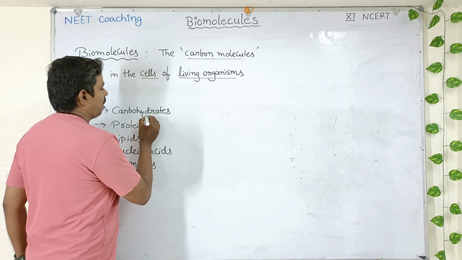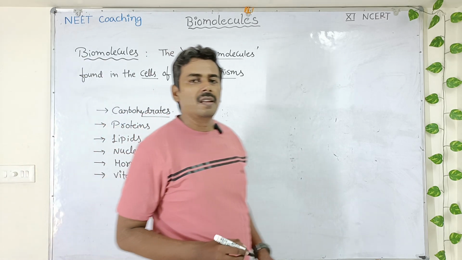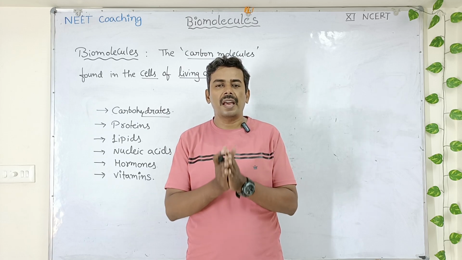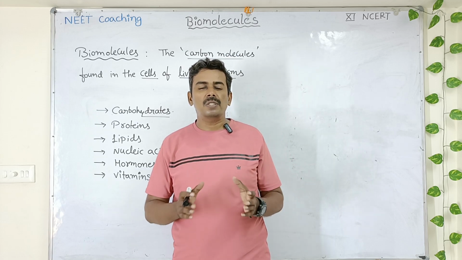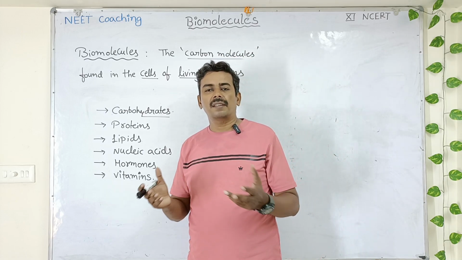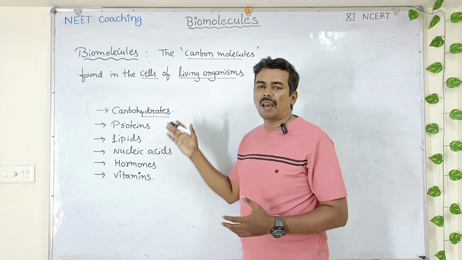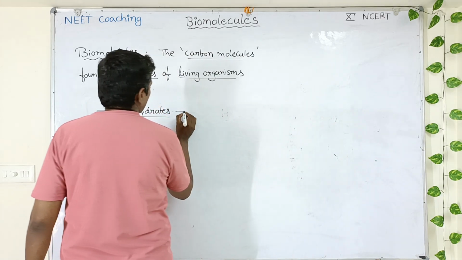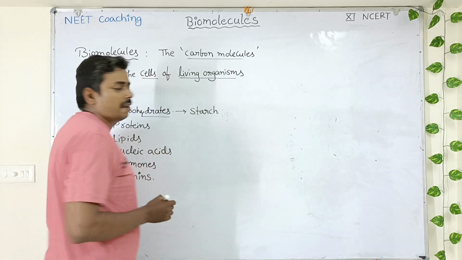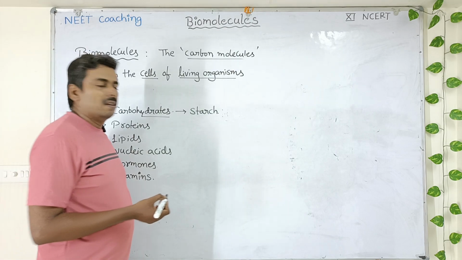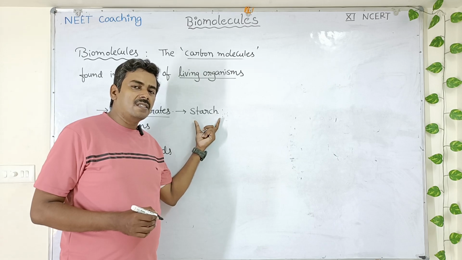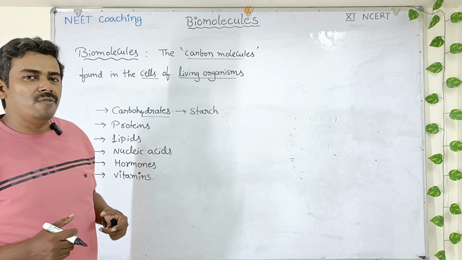First we will discuss carbohydrates. Carbohydrates are very important biomolecules which form the main diet in our day-to-day life. The food which we eat in day-to-day life, like rice, chapati, roti, these food items are rich in a carbohydrate called starch. What is that carbohydrate present in rice, chapati, roti? It is called starch. We can digest this starch, carbohydrate, and get the energy required for our body.